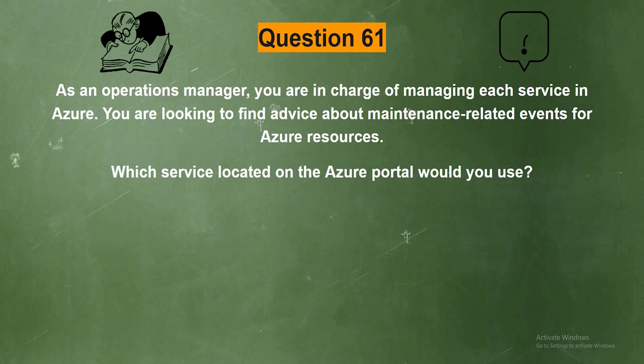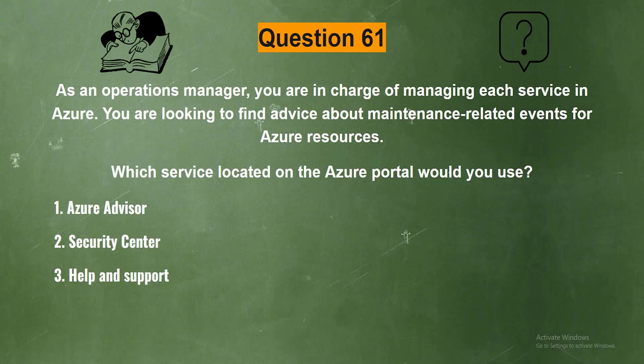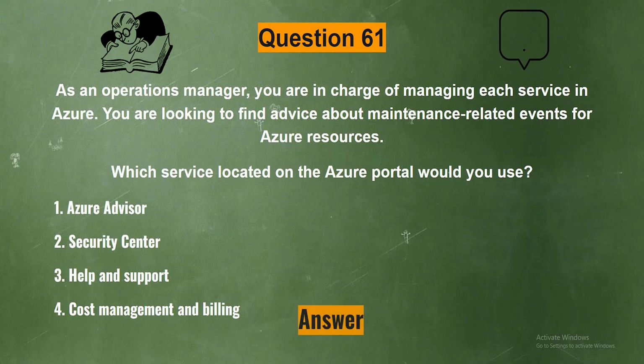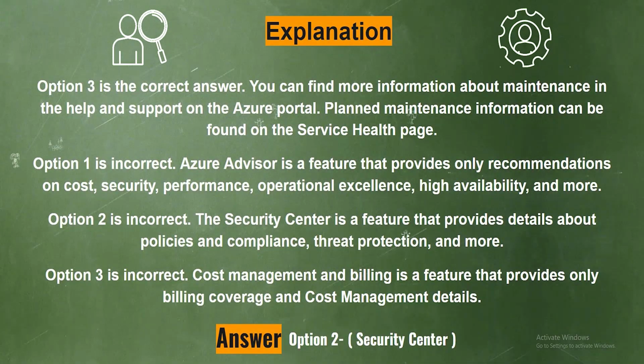And the options are: option 1, Azure Advisor; option 2, Security Center; option 3, Help and Support; option 4, Cost Management and Billing. And the correct answer is option 2, Security Center. Explanation. Option 3 is the correct answer.